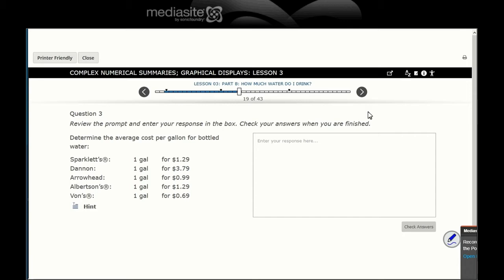Let's see, review the prompt, enter your response in the box. Check your answer when finished. Determine the average cost per gallon for bottled water at different stores. All right, now, note for these prices given, they all have the same unit price, or per gallon. So to find the average, we can add them up.